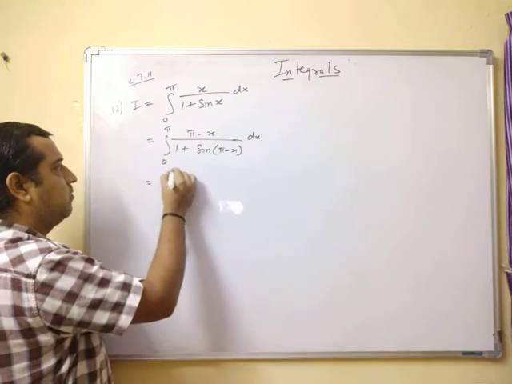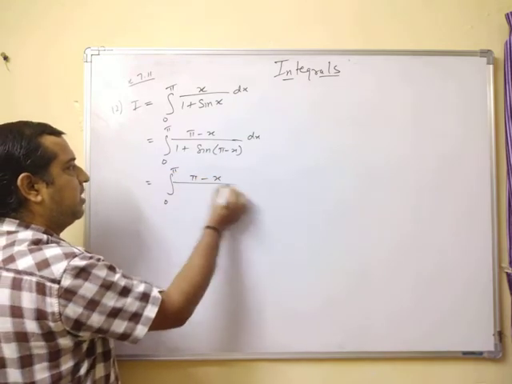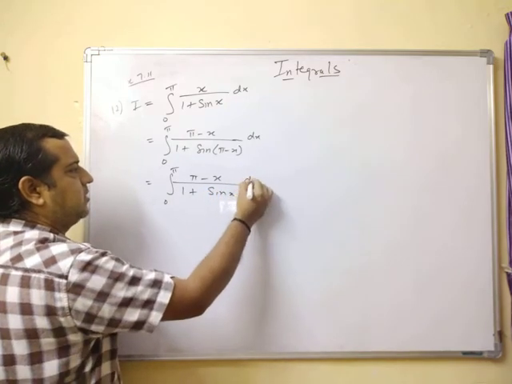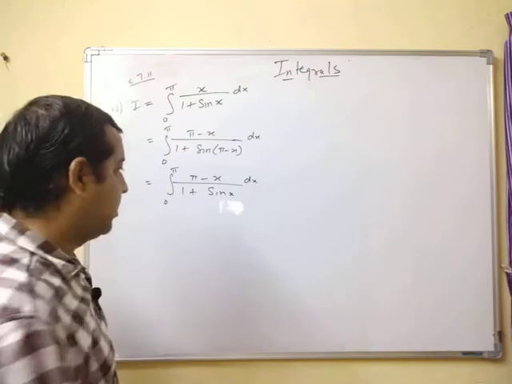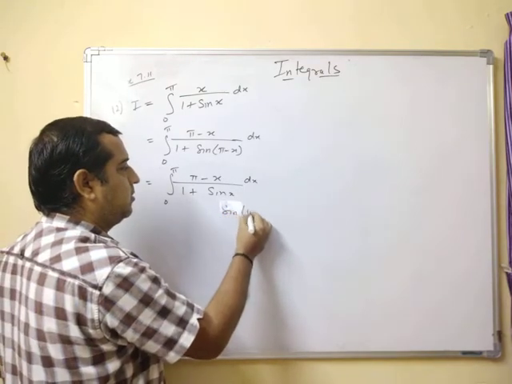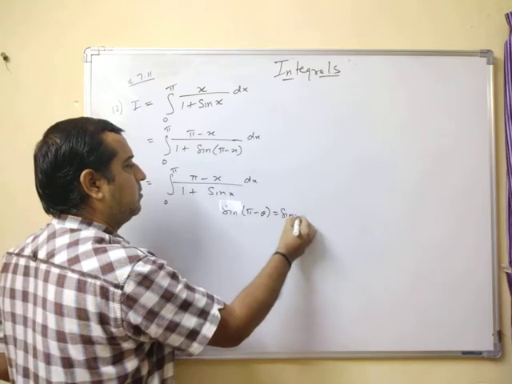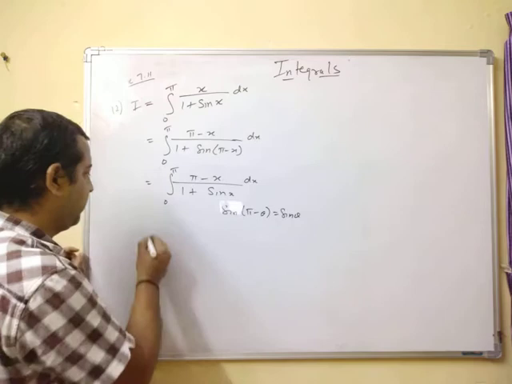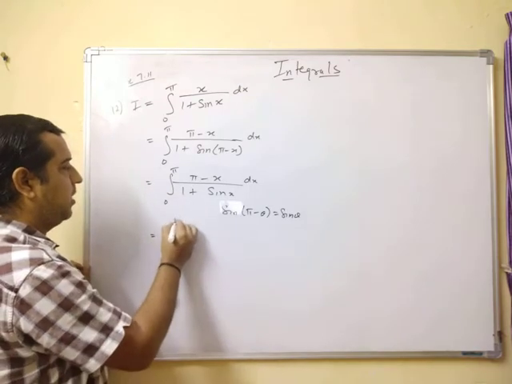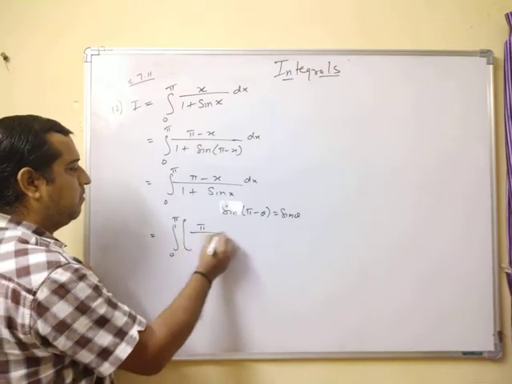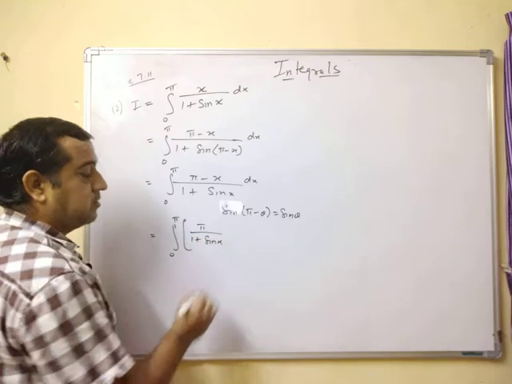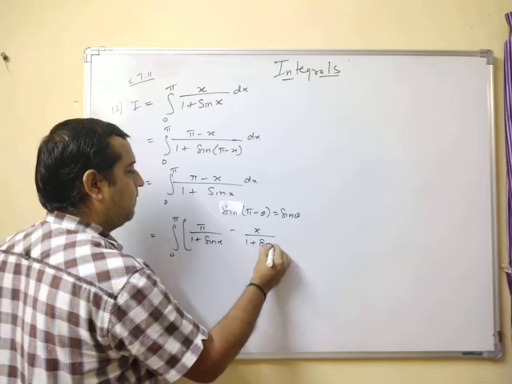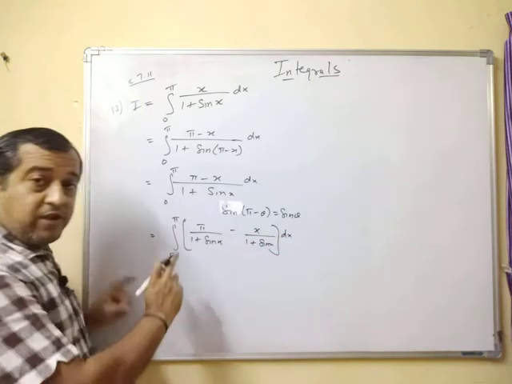This gives you integral from 0 to pi, pi minus x upon 1 plus sin x dx. Now see, sine of pi minus theta gives you sin theta. So sine of pi minus x will give you sin x only. This gives you integral from 0 to pi, in the bracket you get pi upon 1 plus sin x minus x upon 1 plus sin x dx. We have separated the terms.